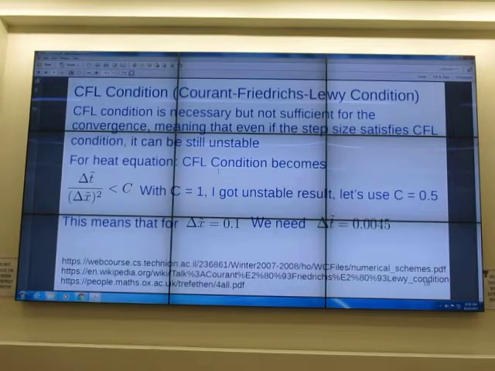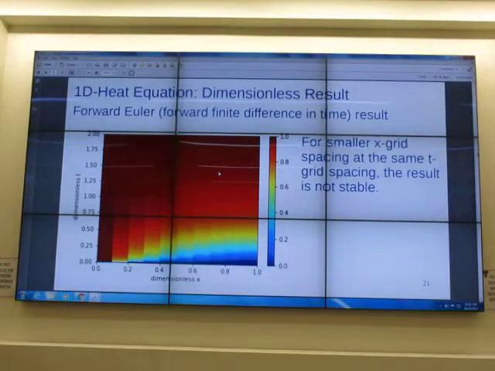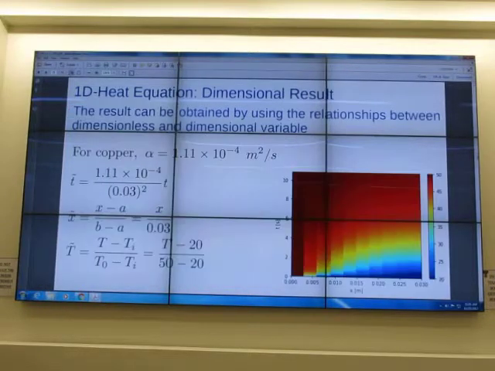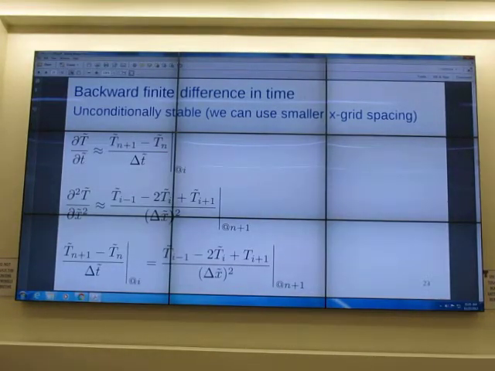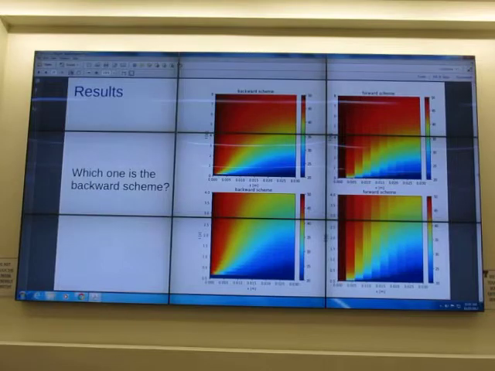And I showed you how to solve it. We talked about the CFL condition, right? We talked about forward scheme, forward Euler, forward in time, central in space. The solution looks like this. We talked about backward in time, where you have a tri-diagonal equation and solve it using the Thomas algorithm, every point simultaneously, and then you get this.